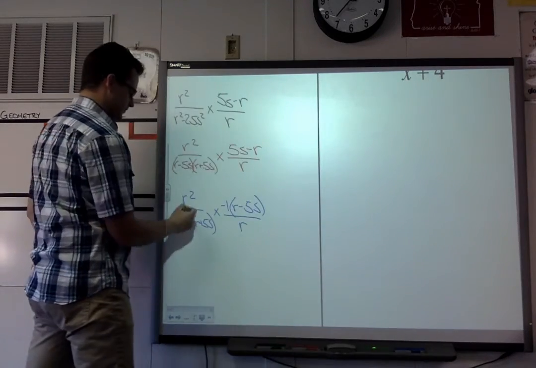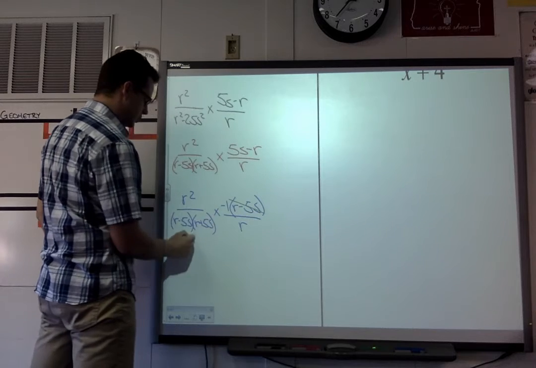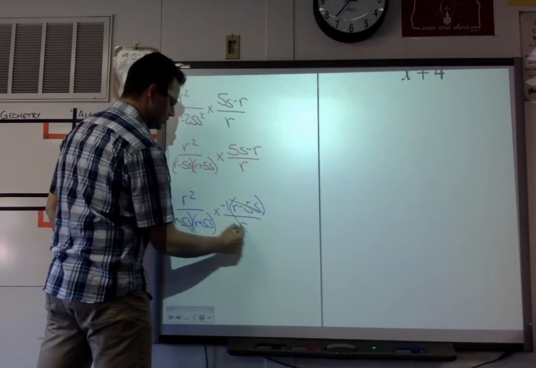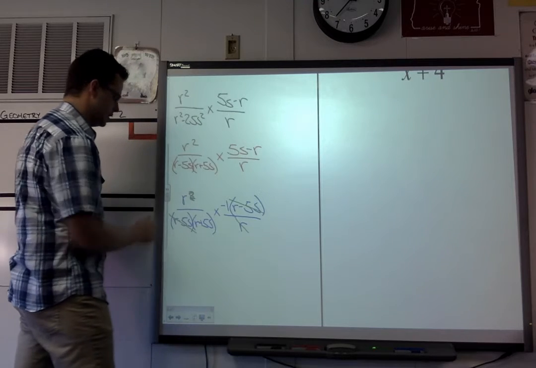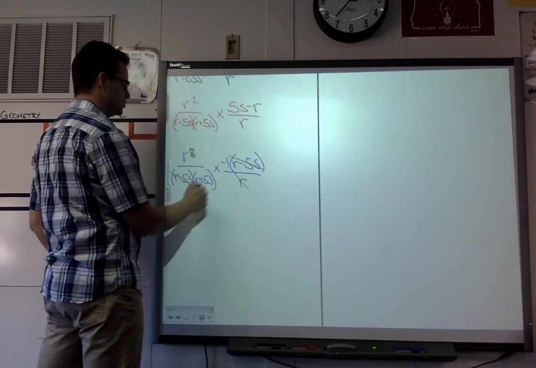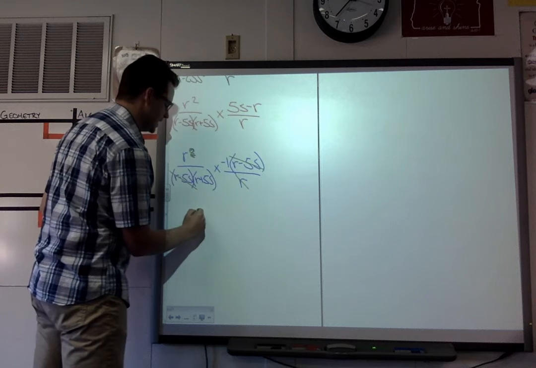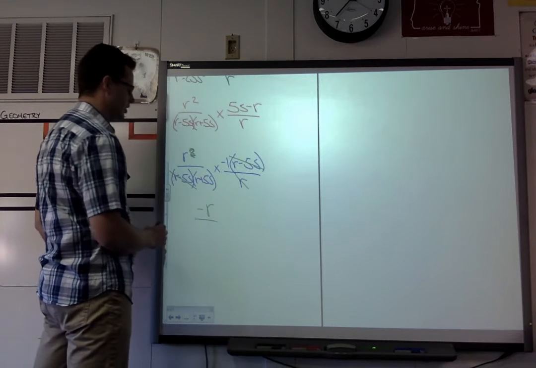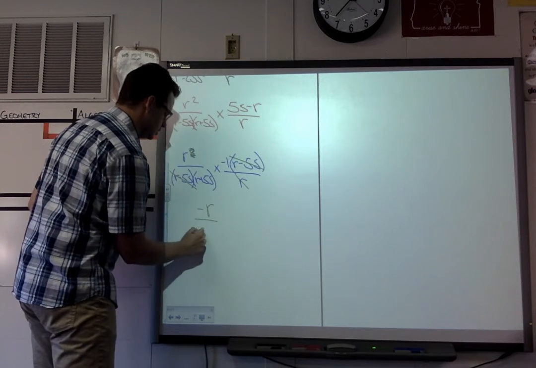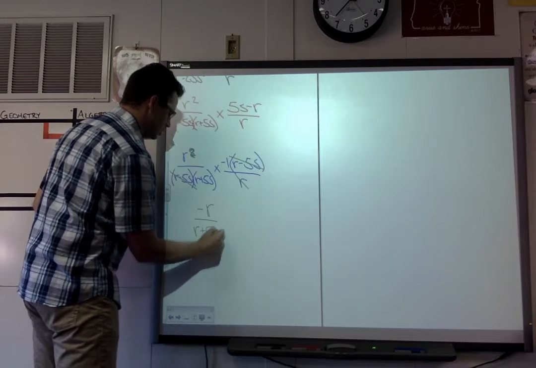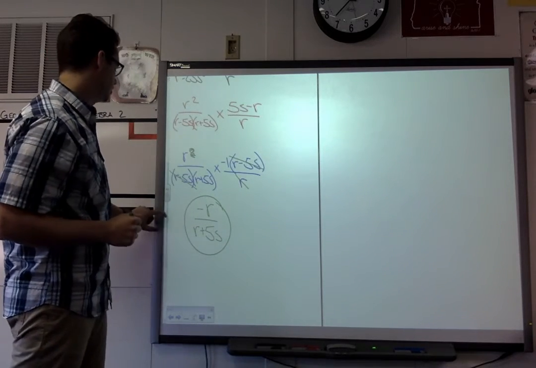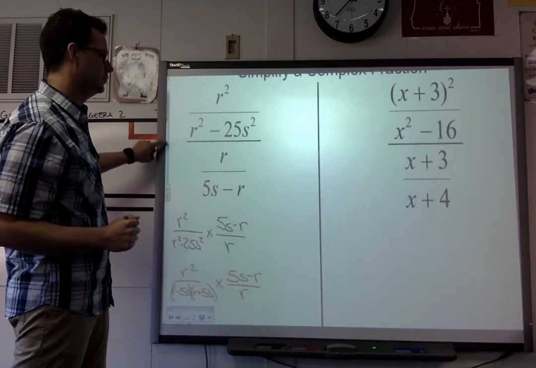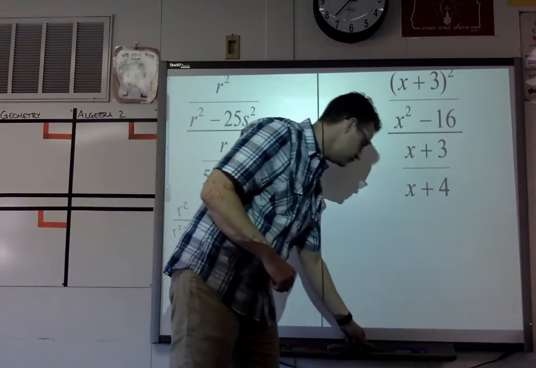So then we can cancel r minus 5s. This r cancels, and the r squared just becomes r. If we multiply straight across, we've got r times -1, so -r over r plus 5s would be our solution there. Let's walk through one more of these, and then we will be done here.